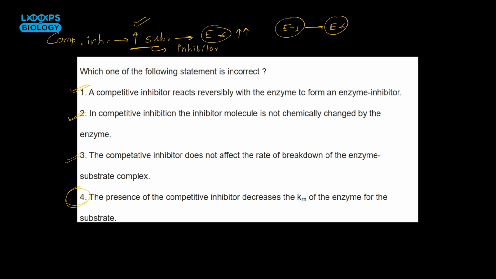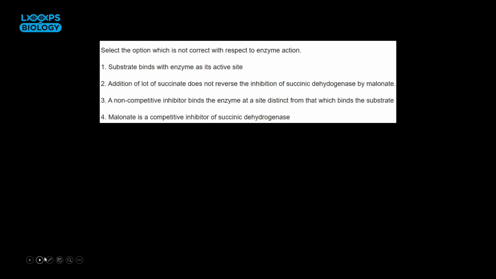However, the fourth statement is the wrong statement, and this is my answer. As we have asked for the incorrect statement, the presence of competitive inhibitor doesn't decrease Km for enzyme. This is not at all true. Km is not affected by the inhibitor concentration. Alright. Next case. Select the option which is not correct with respect to enzyme action.